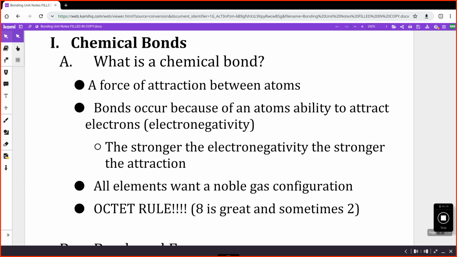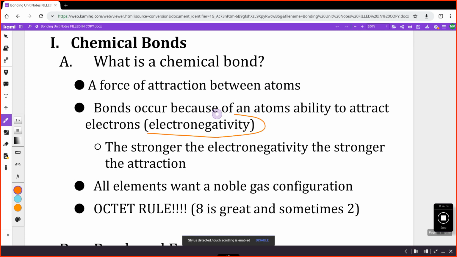And a chemical bond is just a force of attraction between atoms. So somehow, some way, and in many different ways, these electrons cause an attraction between two different atoms. So the big thing that we have to keep in mind here is the term electronegativity. Some atoms have a very good ability to gain electrons, and other atoms have a very bad ability to gain electrons. And this is the main reason why atoms bond.